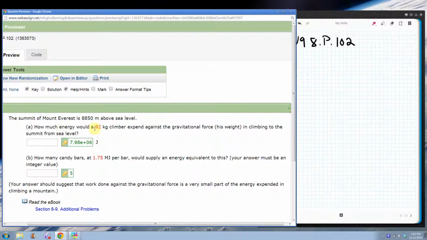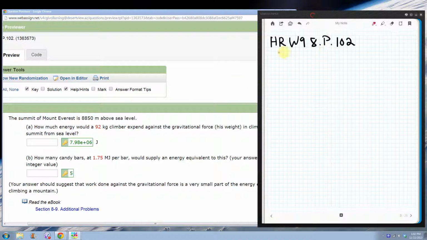How much energy would a 92 kilogram climber expend against the gravitational force, that's his weight, in climbing to the summit from sea level? Okay, well, basically I'm just asking how much his potential energy changed. That's all. So change in gravitational potential energy.